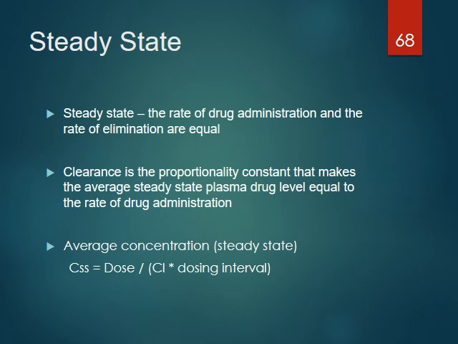of the drug administration. And so looking at your steady state level that can be calculated, which is abbreviated as CSS, or concentration steady state, is going to be equal to my dose divided by my clearance times my dosing interval.